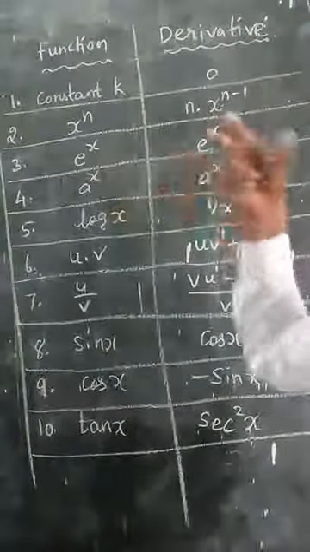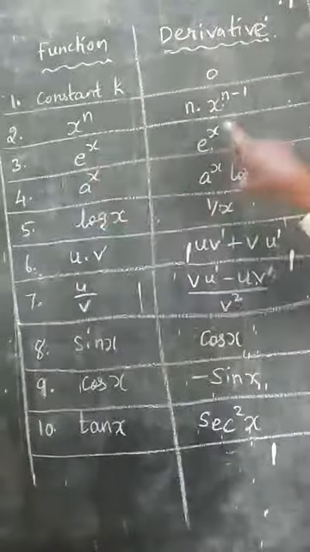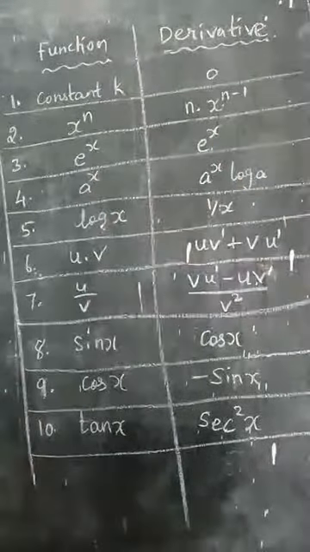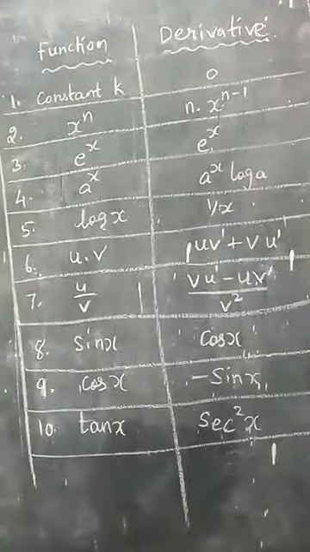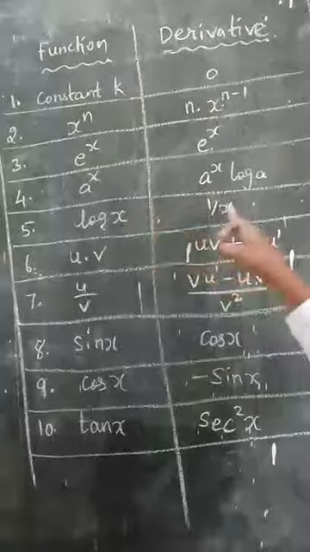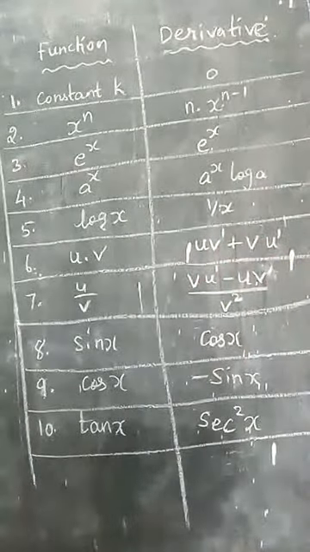So you can just read this as a manual of formulas. e power x, e power x. If we differentiate a to the power of x, the answer will be a to the power x log a. When we differentiate log x, the answer is 1 by x. If you want the proof, you can refer to your textbook also.